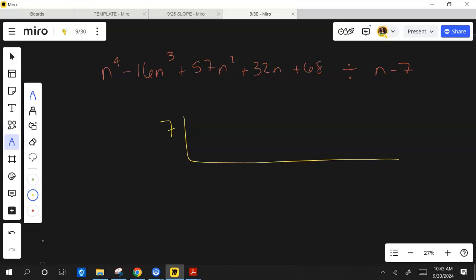Give me the first row of numbers. 1. All right. Drop it.